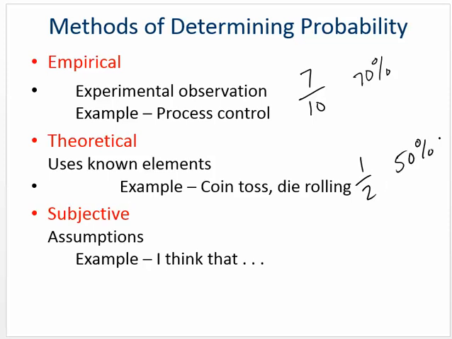So there are two different types of probability. There's empirical and theoretical. Empirical is based off of experimental observation. Theoretical is using the known elements, but empirical again is off of experiment. Subjective assumption. This is an assumption, I think, so we won't really work very much at all with assumption.